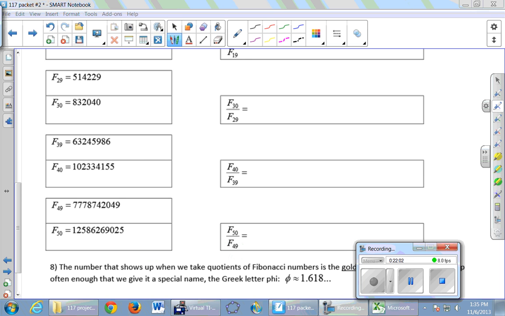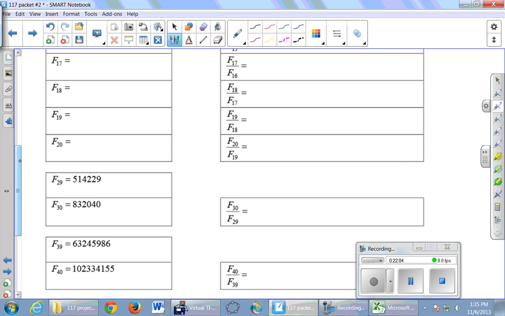What did we end up getting here when we were dividing all these quotients? What was the last one? 3. And how about when you did 30 divided by 29? Same thing. Now, they weren't all the same thing going up, but they were getting closer and closer. They were kind of honing in on this magical number, right? Even as the Fibonacci numbers get huge. These are huge numbers that we're looking at.